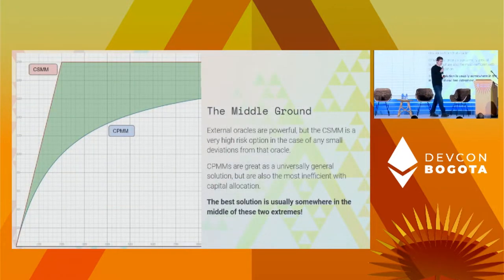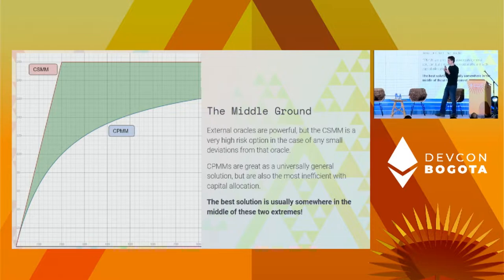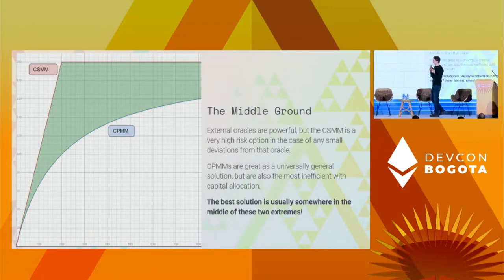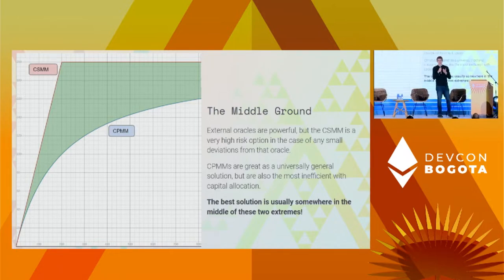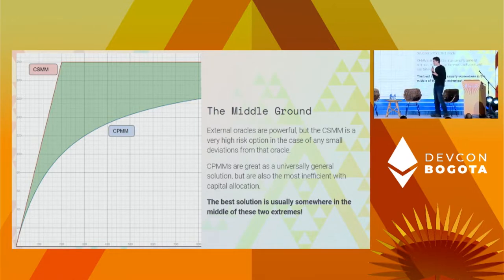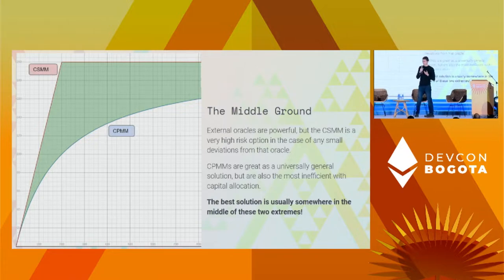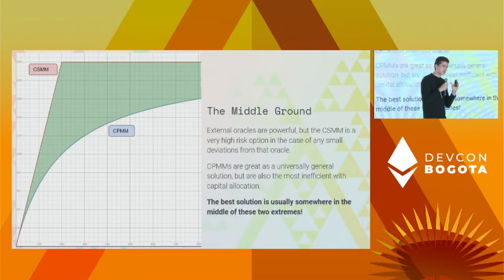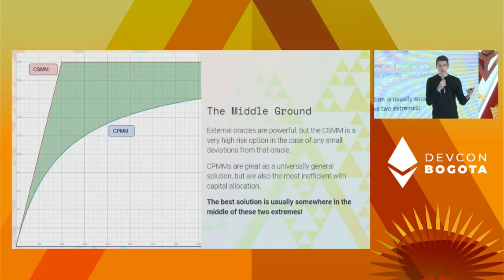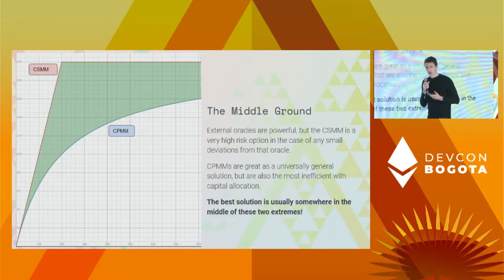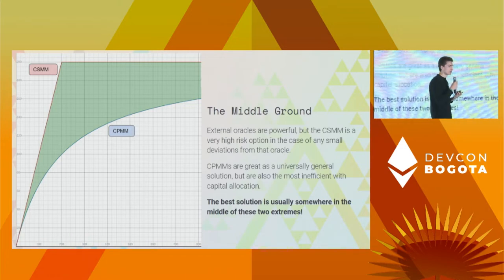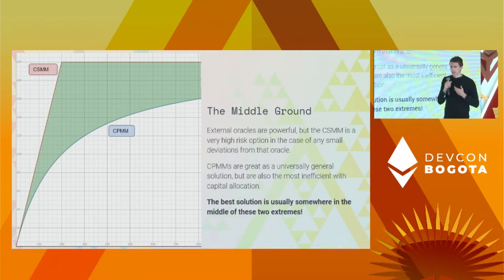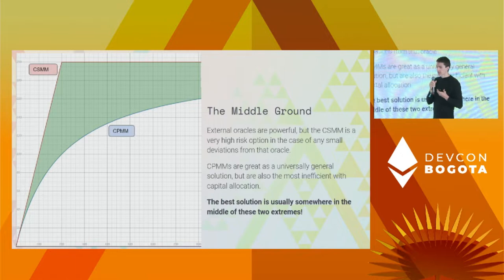So those serve as both models that are used in practice, but for the purposes of this talk, they serve more as boundaries, right? They both have some big weaknesses. The constant sum is, if your oracle is even slightly off, you're going to lose all of one asset and you're not actually going to be market making anymore, while the constant product, while extremely powerful, is not very efficient with its money because it knows nothing about what the asset should be worth.